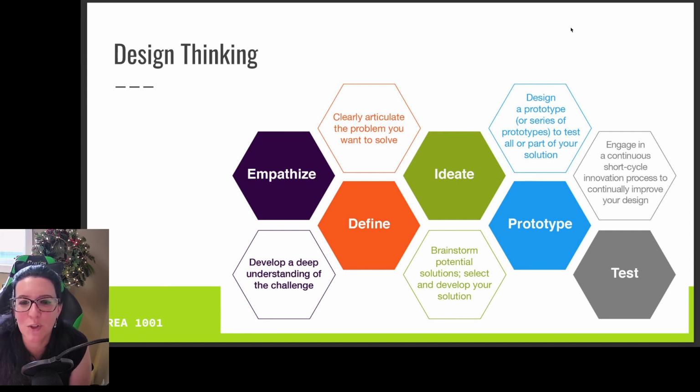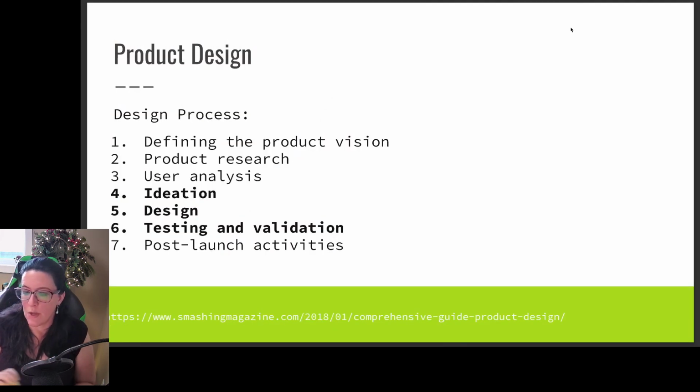And in marketing research, we might have then that causal research where we test out our prototype to see if individuals are willing to buy or use our product. So we incorporate here the design thinking process into product design: empathize, define, ideate, prototype, and test. So we define the product vision with the value proposition. We conduct marketing research ourselves or hire others to do it. We then follow the design thinking process to ideate, design, test, and validate.